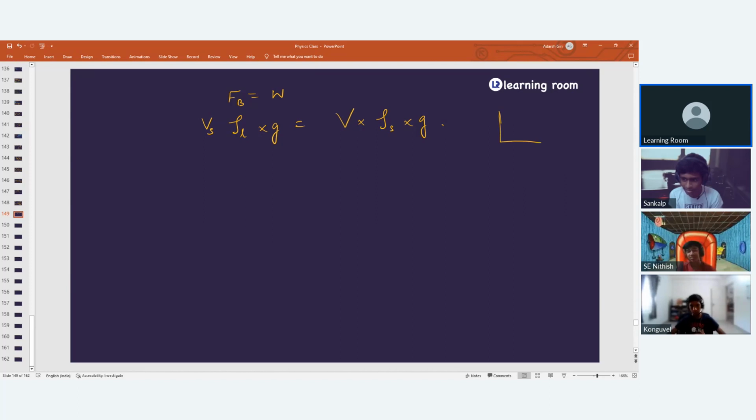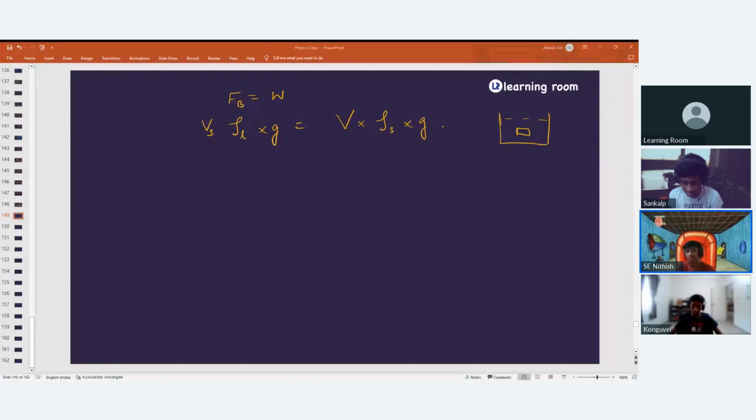See, is this called a floating condition? Submerged floating? No, that's suspended. Yes, sir. Is that called not submerged? It's not floating, sir.